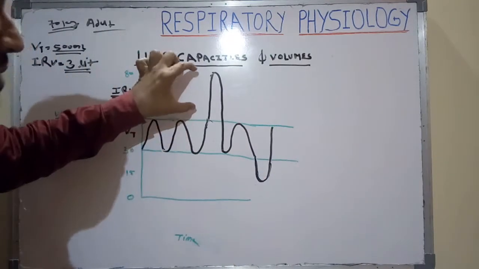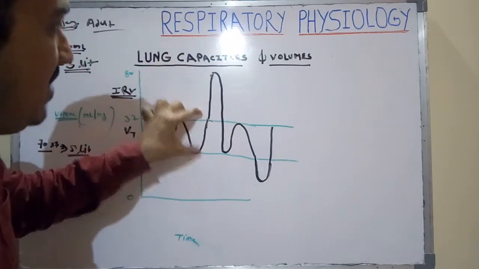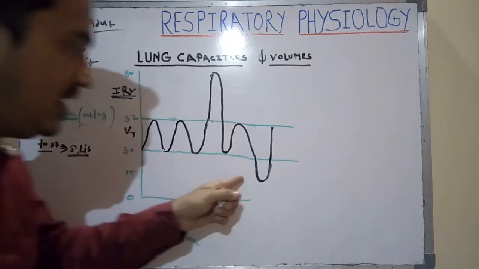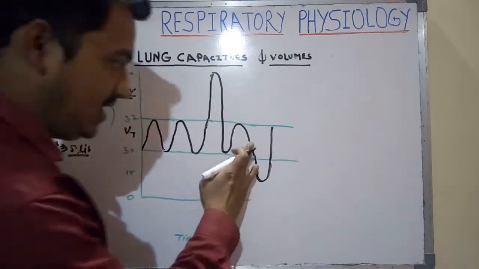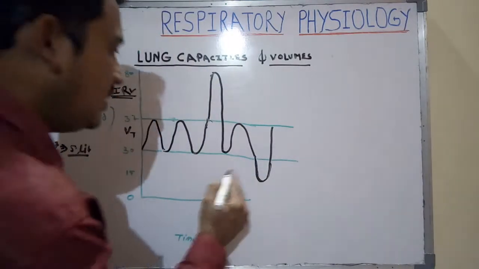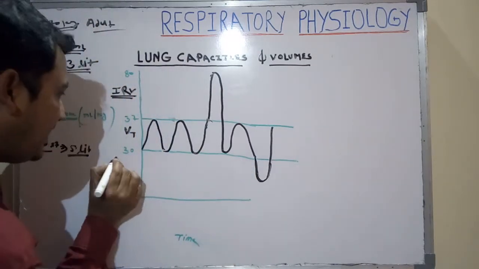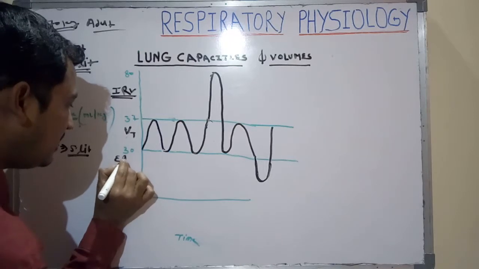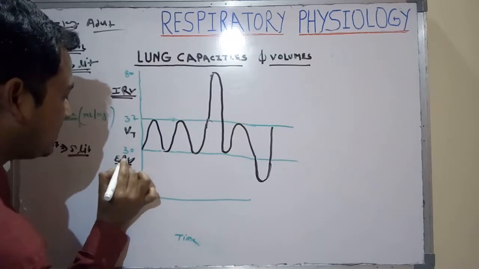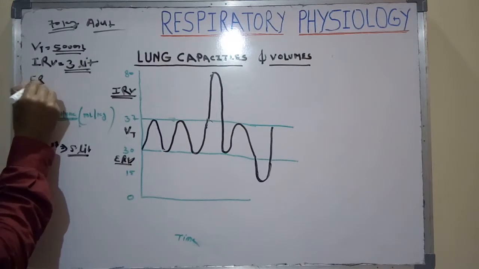Similarly here, an additional amount of air was getting inspired after normal breathing. This was normal breathing, but even an additional amount of air was inspired. And here the additional amount of air is expired. This additional amount of air which is expired is called expiratory reserve volume. This is expiratory reserve volume, ERV.